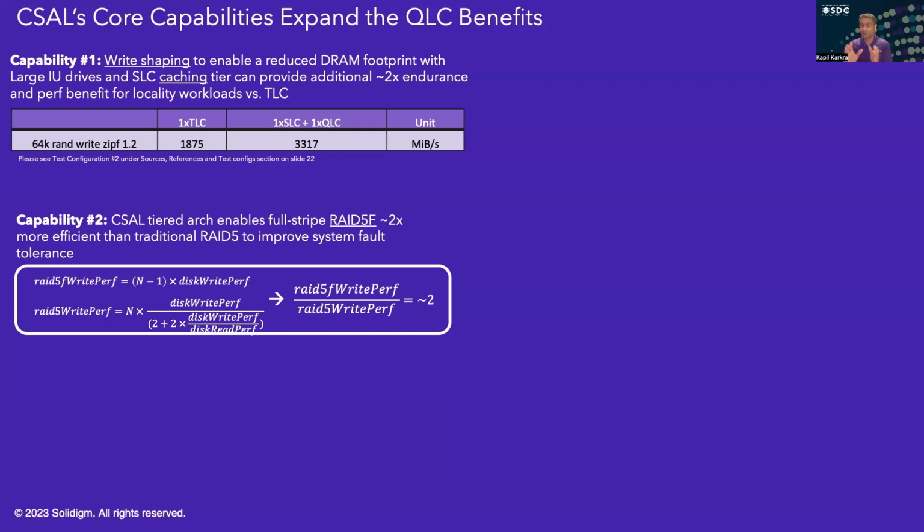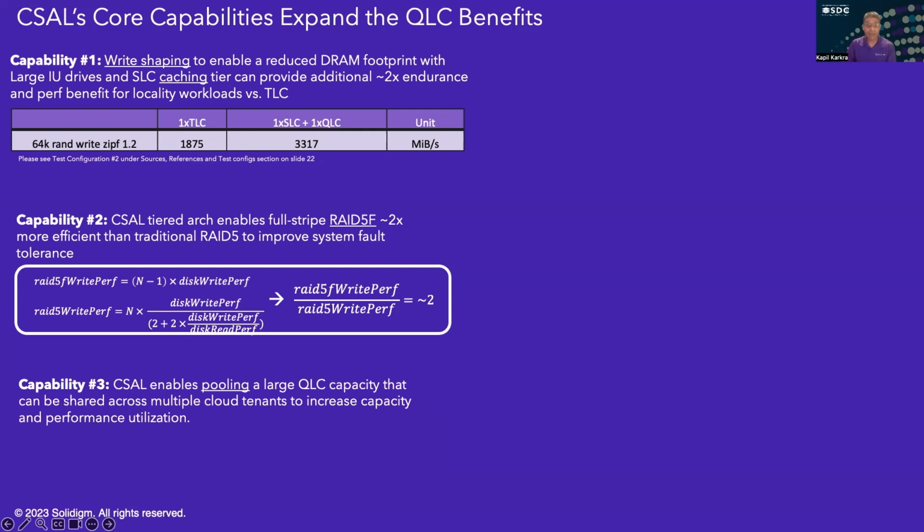And to close the write hole, you have to log additional writes. And if you see the formulae here, full stripe RAID 5 is 2x better than read-modify-write RAID 5. And then in addition, you don't have to close the RAID write hole, because we have that SLC tier. If a dirty shutdown or power failure were to occur, we can always replay the data from the SLC tier again. So, 2 to 3x more efficient RAID. Basically, RAID 5F performs very much like RAID 0.